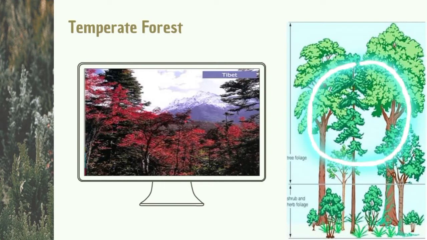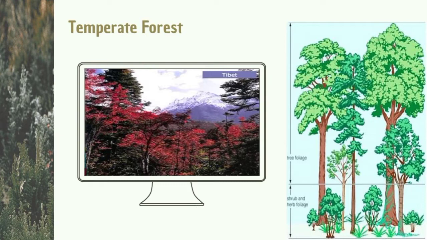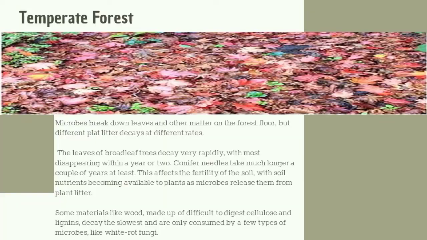Now this diagram shows us the different categories of trees that can grow in a temperate forest. As you can see, in this type of biome, trees can grow very tall, and they are the ones that provide the foliage or coverage of leaves on top of the forest. And then you have smaller shrubs and smaller herb foliage found mostly at the bottom of the forest. Since the trees shed leaves during fall or autumn, it's important for microbes to break down these leaves so that the nutrients can be recycled.